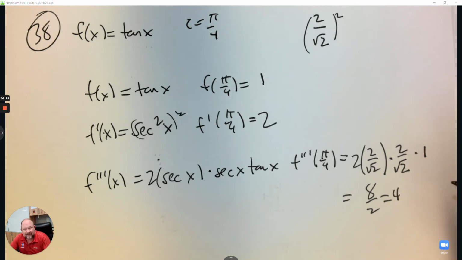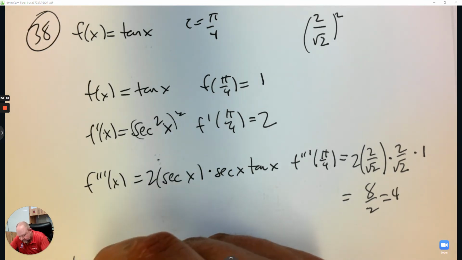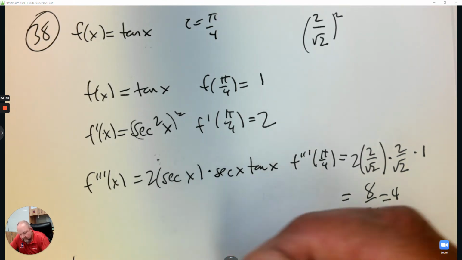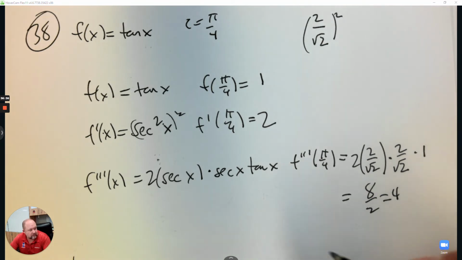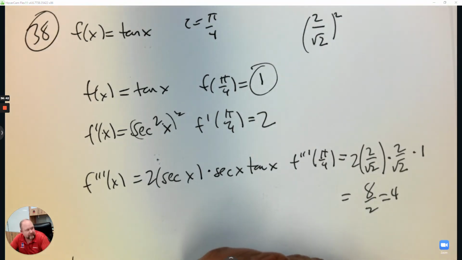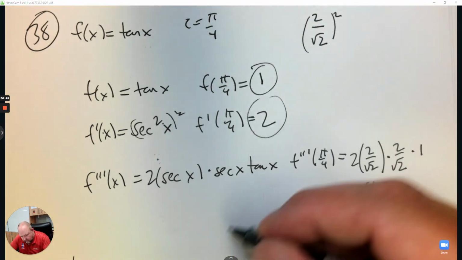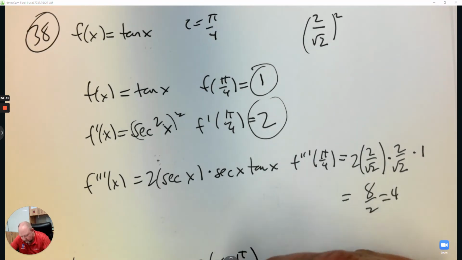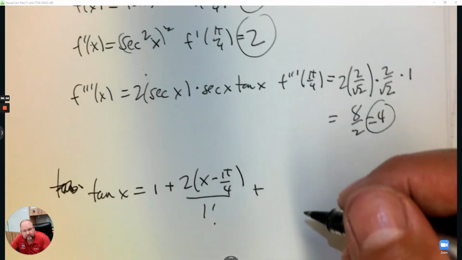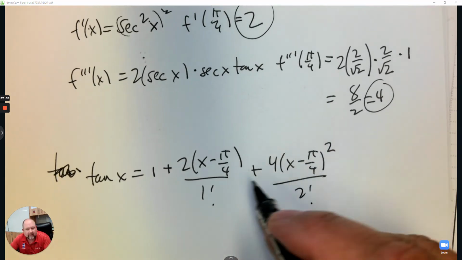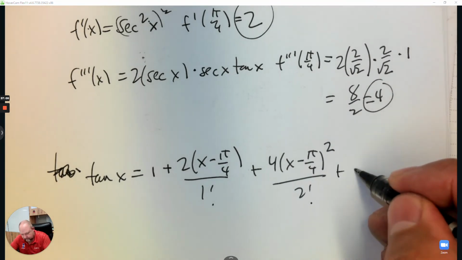All right. And now what would this look like? So if we center it there, we start with this 1 plus 2 x minus pi over 4 over 1 factorial, if you like, plus 4 x minus pi over 4 to the 2 over 2 factorial, and then you would follow that pattern across. Done.